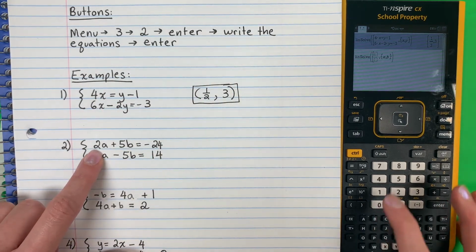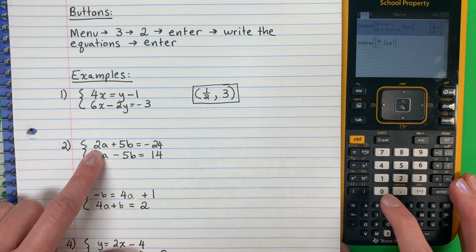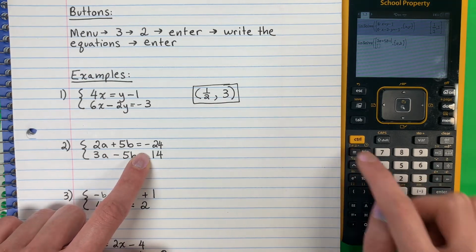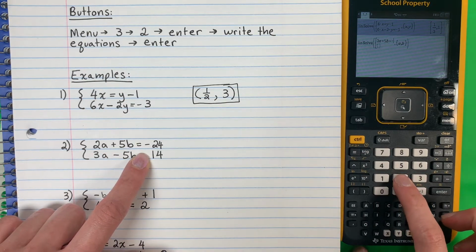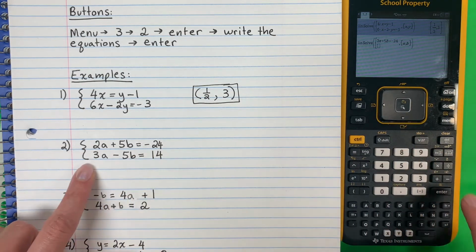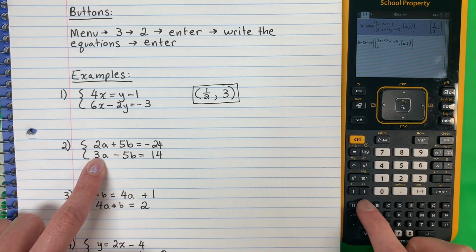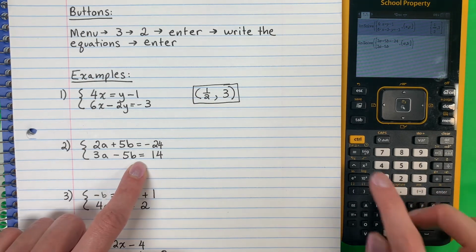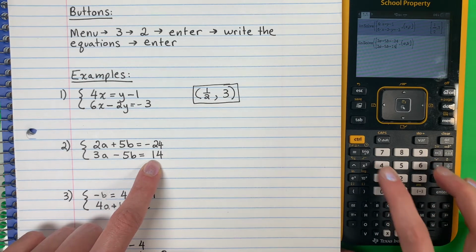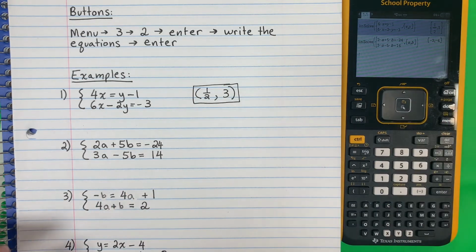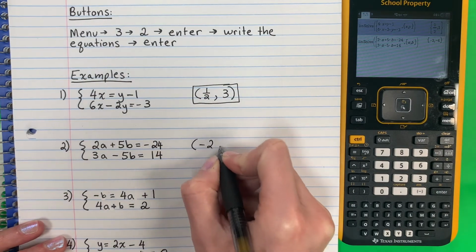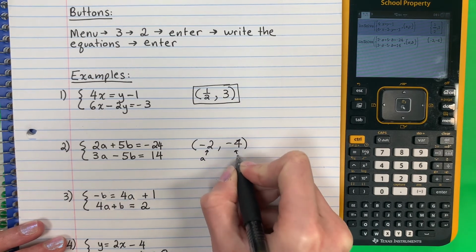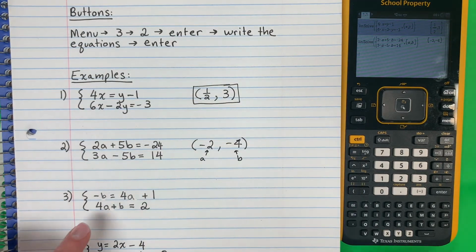So 2A plus 5B equals -24, down. 3A minus 5B equals 14. Enter. -2, -4. So -2, -4. This is A, this one's B. All right, so that's the answer there.